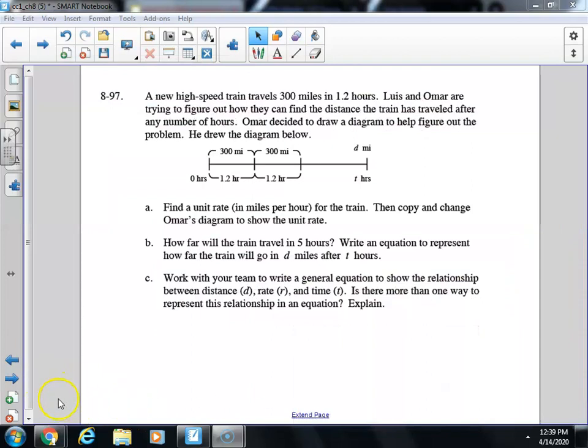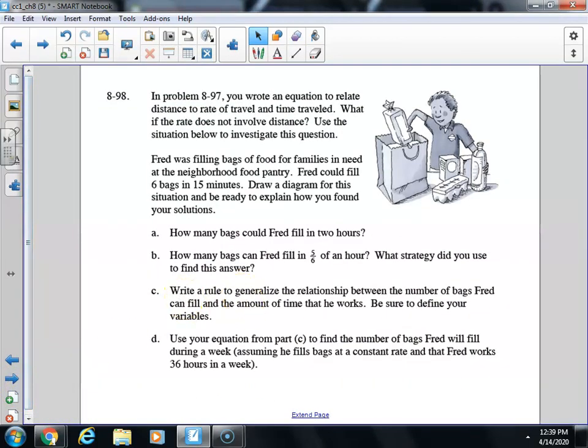All right, question 98, the last core problem for the day. It says, in problem 8-97, you wrote an equation to relate distance to the rate of travel and time traveled. What if the rate does not involve distance? Use the situation below to investigate this question. Fred was filling bags of food for families in need at the neighborhood food pantry. Fred could fill 6 bags in 15 minutes. Draw a diagram for the situation and be ready to explain how you found your solutions.